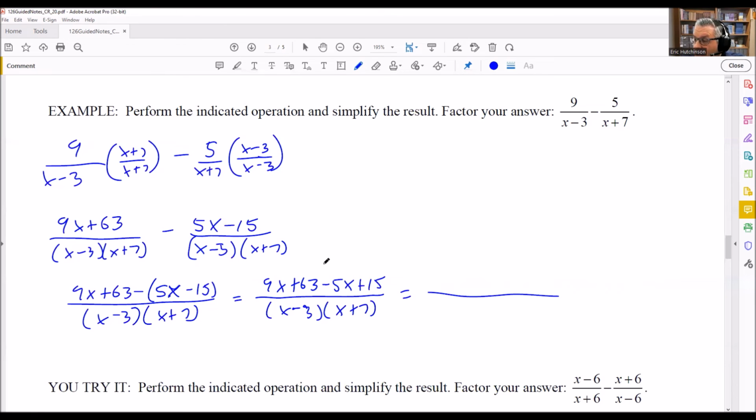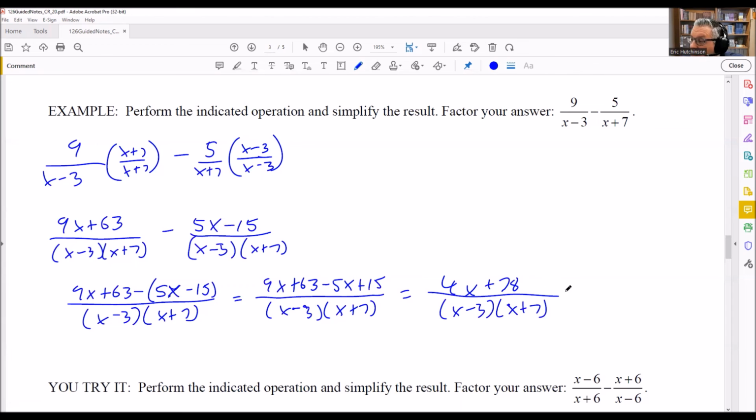Finally, I'm going to add the like terms. 9x minus 5x is 4x. Then I have 63 plus 15. And so when I combine that together, we're going to get 78. So I get 4x plus 78. And on the bottom, x minus 3, x plus 7.